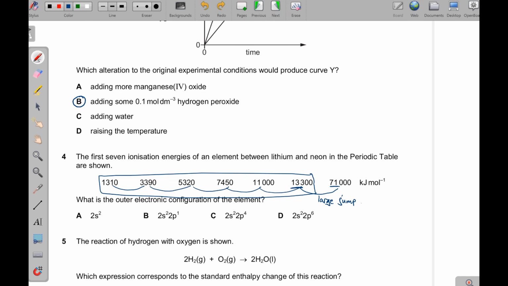That means this element has 6 electrons in the outermost shell. And if it has 6 electrons in the outermost shell, then we have 2 electrons in the s orbital, and then 4 electrons in the p orbital. So the answer becomes C here.